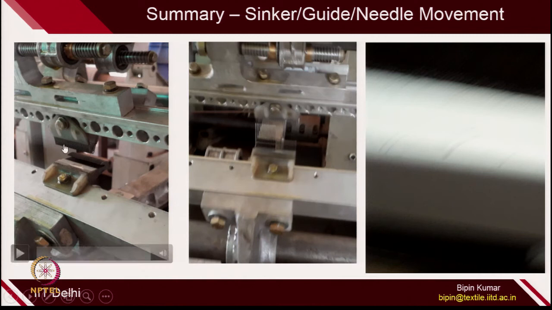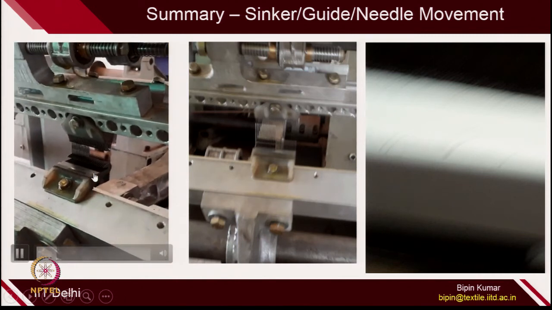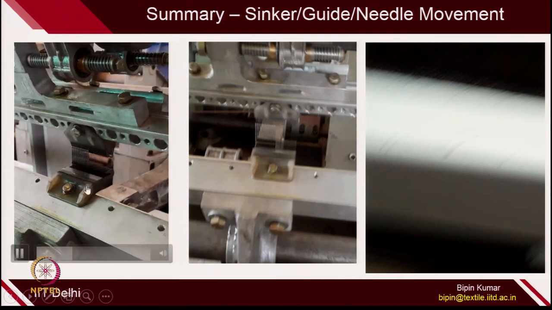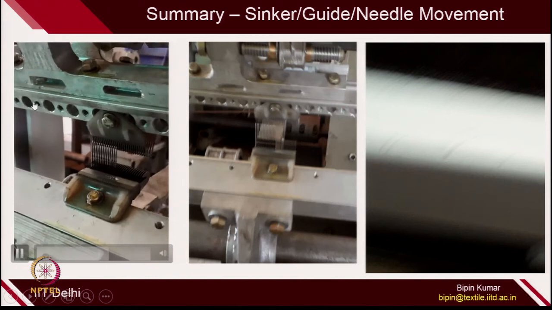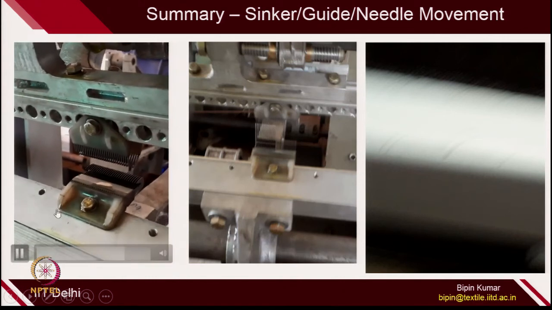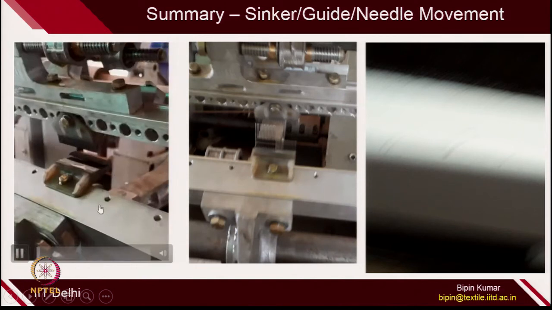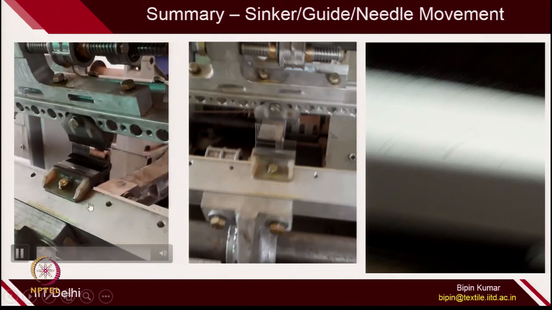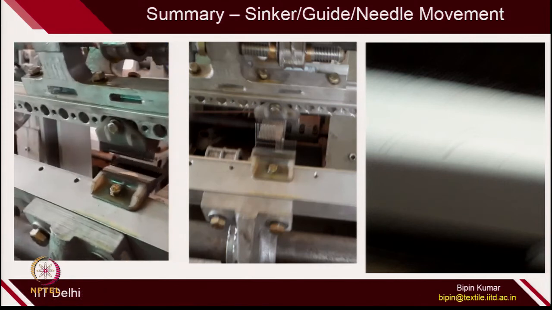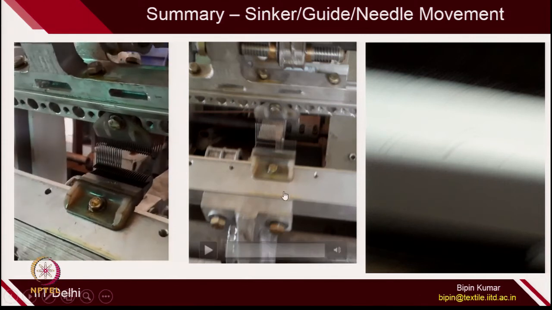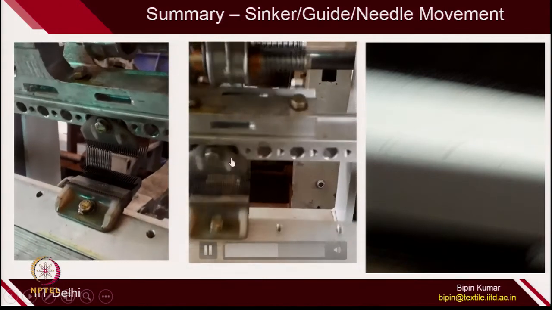So, here is the actual machine on which one block of sinker, one block of needle and one block of guide is placed. You can see this video also. I showed this video in the previous class also. You have the needle which is going up and down, and this is the block of guide which is placed on the guide bar, and this is the block of sinker which is shown by the arrow, placed on the sinker bar. So, there are three bars: sinker bar, needle bar and guide bar, and these three movements are going on at very high speed.